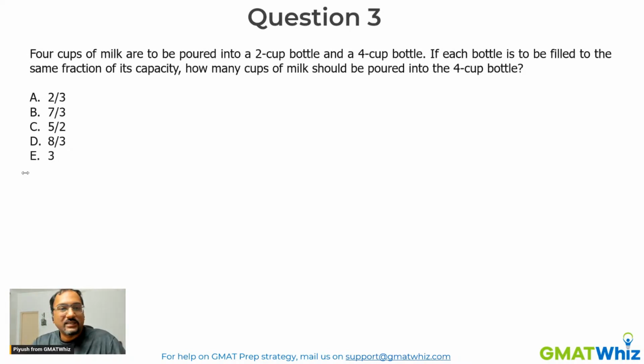Now this question, most of you got it right. I didn't see many of you getting this wrong. Most of you got the answer as D, which is the correct answer. But this is a very logical question. Like, again, you can solve it using math, but logic is much easier. It says 4 cups of milk are to be poured into 2 bottles. One is a 2-cup bottle and the other one is a 4-cup bottle. It's just double of it, right?